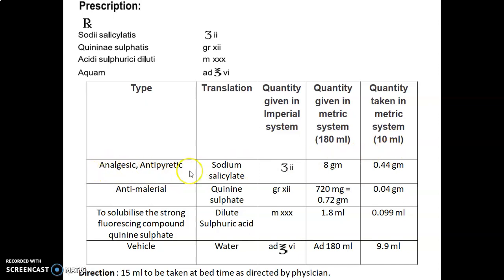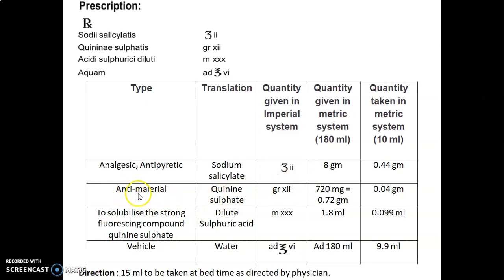So we have sodium salicylate, used as an analgesic and antipyretic. Quantity given in the imperial system for preparing 180 ml is drachm 2, a Roman 2. As we know, 1 drachm is equal to 4, so 4 into 2 is 8. So the quantity given in the metric system is 8 gram. The taken quantity should be 0.44 gram. This quantity should be calculated with the help of the factor.